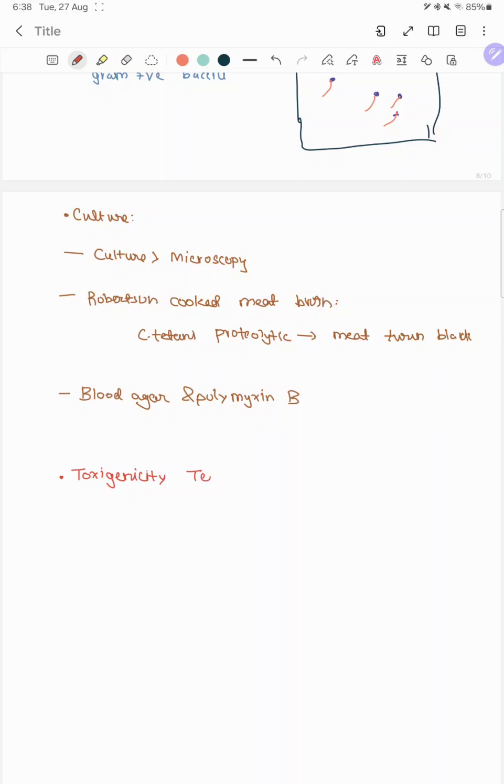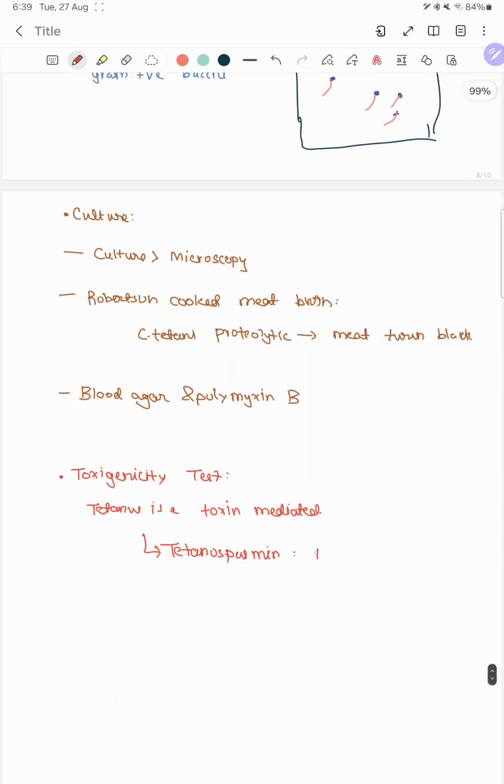Now you're going to be performing a toxigenicity test, which is another method. Tetanus is toxin mediated. Which toxin is present? Tetanospasmin is present. It is a neurotoxin which causes the disease.